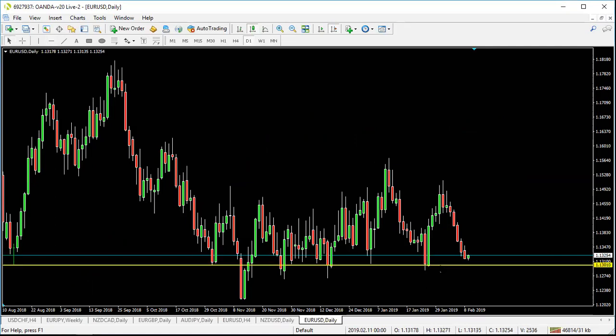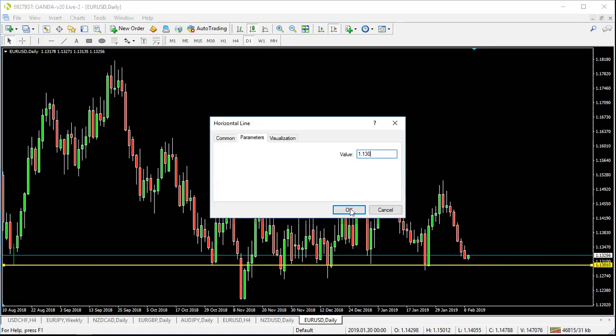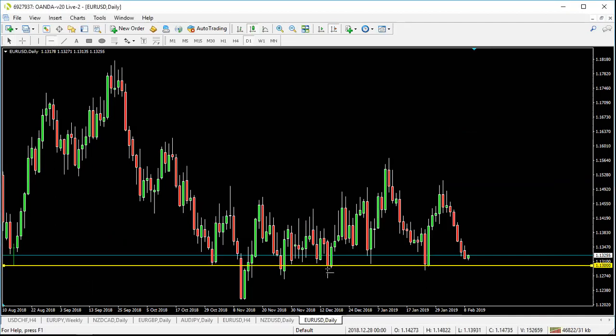I'm also looking for whole numbers. As you can see, we're at 1.13010. So I'm going to simply go 1.130. That is considered support. It's also at a whole number. Now I'm looking for an area of resistance. I have my floor, which is support, and I'm looking for my ceiling. I want areas where the market has touched multiple times.